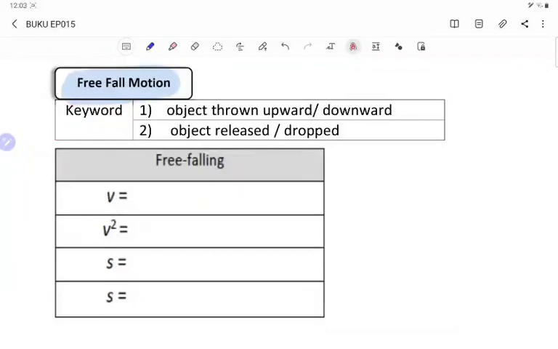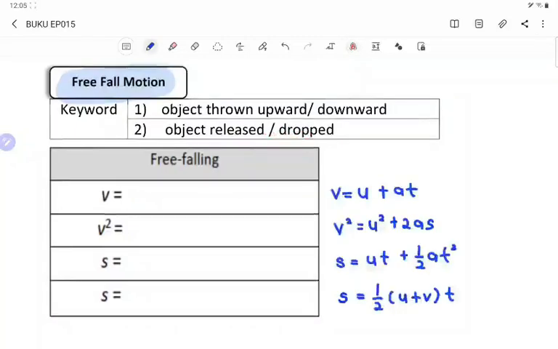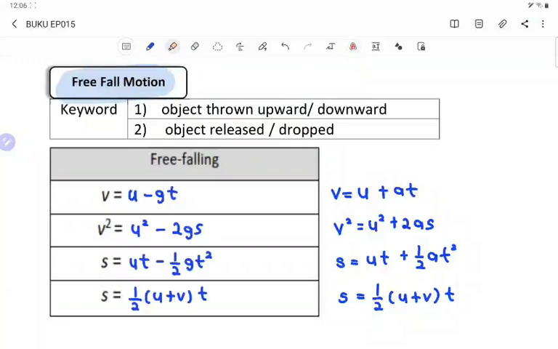Okay, and then the keyword referring to free fall motion is when it is said that the object is thrown upward or downward, vertically, object released or dropped. So for the free falling motion, we can modify the basic equation that we have seen in linear motion to suit the condition or the situation, where we basically change A to negative G.